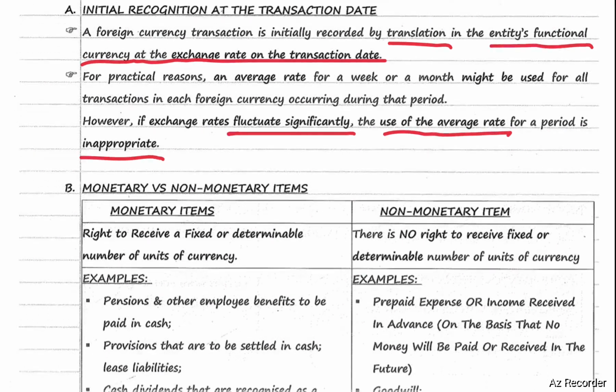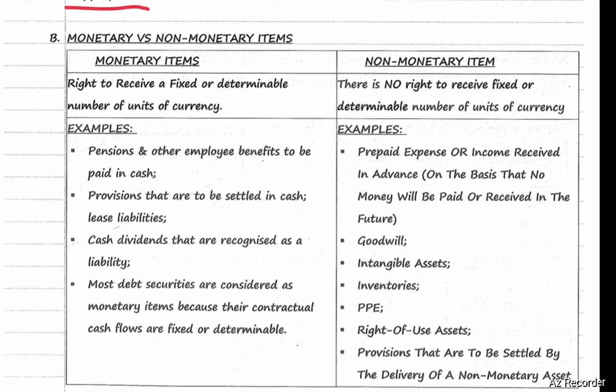What is the difference between monetary items and non-monetary items? Monetary items. Right to receive a fixed or determinable number of units of currency exists in case of monetary items. Examples of monetary items: pensions and other employee benefits to be paid in cash, provisions that are to be settled in cash, lease liabilities, cash dividends that are recognized as a liability. Most debt securities are considered monetary items because their contractual cash flows are fixed or determinable.